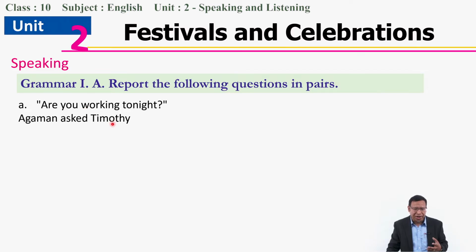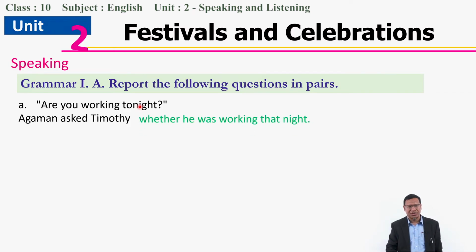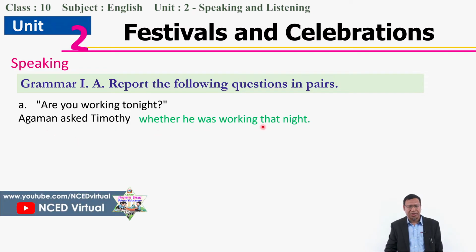Let's suppose Timothy is a boy. So, if he was working. When there is he, then he is working. So, he is working changes into if he was working, and tonight changes into that night. So the changes are: person changes, connectives used, tense changes, and tonight becomes that night. That is known as the time adverbial change. So that's the answer. You can say Agaman asked Timothy whether he was working that night. So if or whether is okay, no problem.